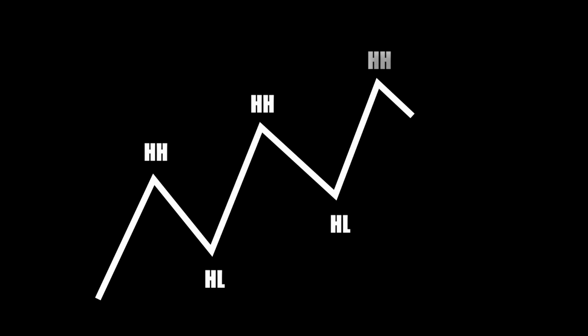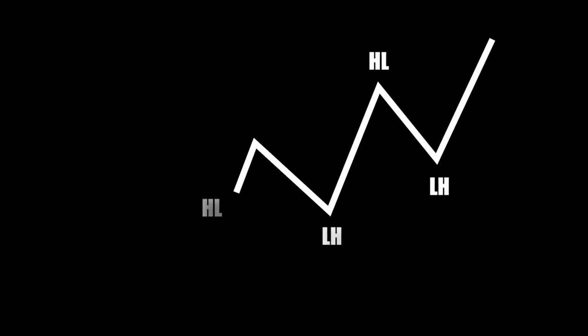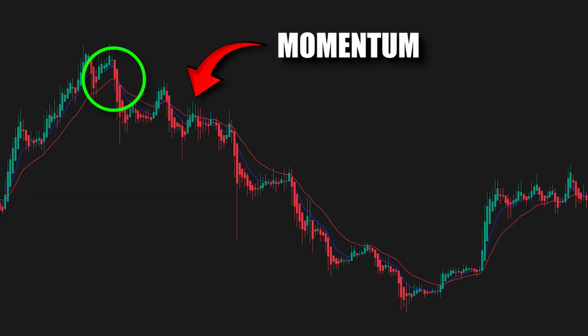Look for confirmation in the price itself. For a bullish crossover, price should make higher highs and higher lows, like climbing stairs. And for a bearish crossover, price should make lower highs and lower lows, descending stairs. This confirms momentum aligns with the crossover and reduces false signals.